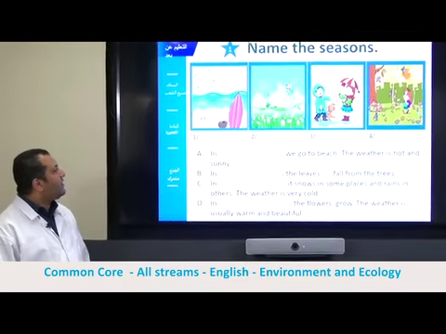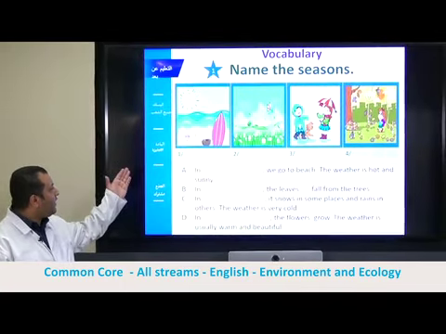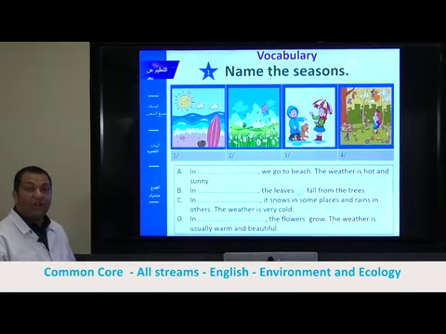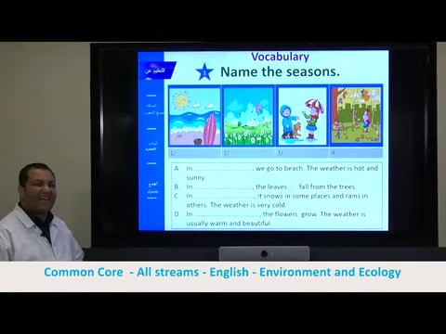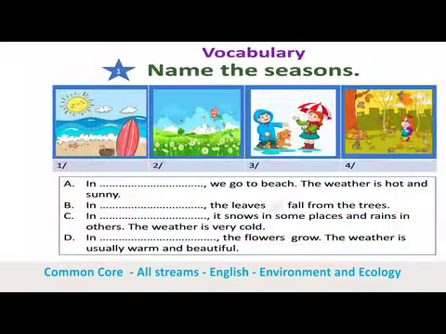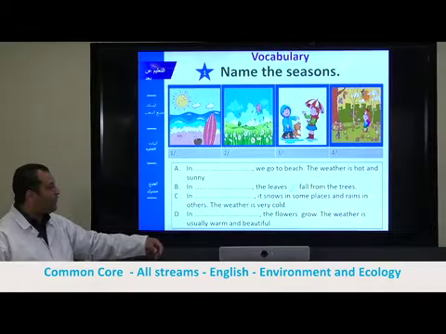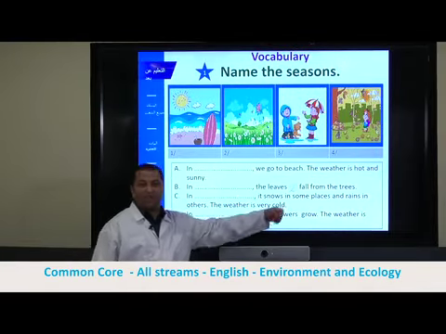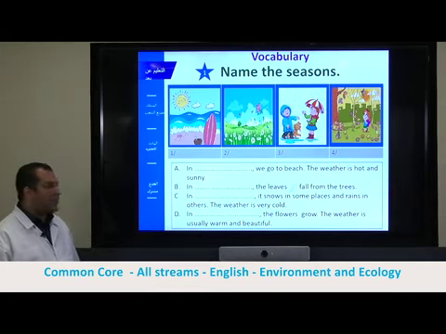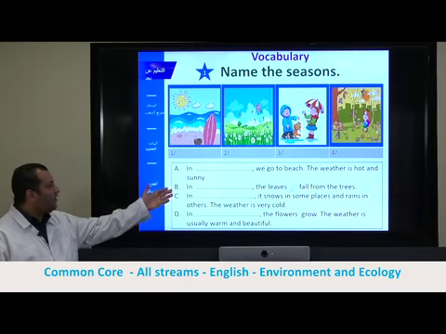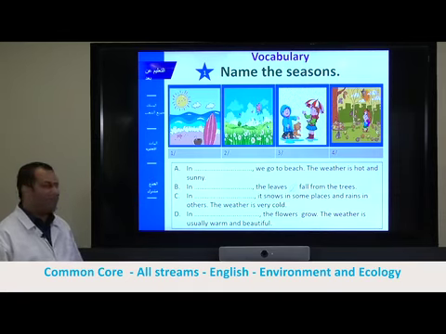Please name these seasons. We have A, in which we go to the beach. The weather, the climate is hot and sunny. Which season is this? From the pictures. B, in this season, the leaves... Here are the leaves. Flowers have leaves. Trees have leaves as well. In this season, the leaves fall from the trees.